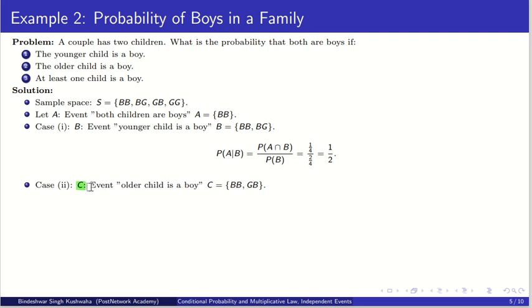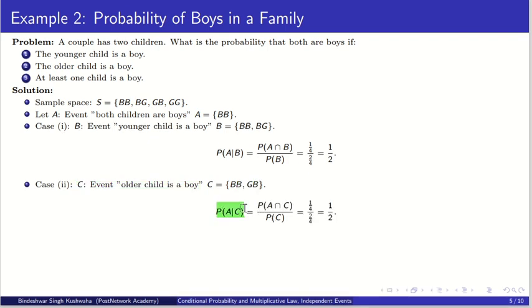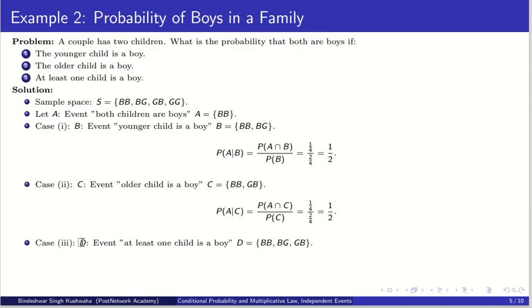Let us see the next event. The event C, older child is a boy, that means the second one. So again here P(A given C) would be again 1 upon 2. Now event D, at least one child is a boy. There are three favorable cases, and here P(A given D) would be 1 upon 4 upon 3 upon 4, and that will come 1 upon 3.